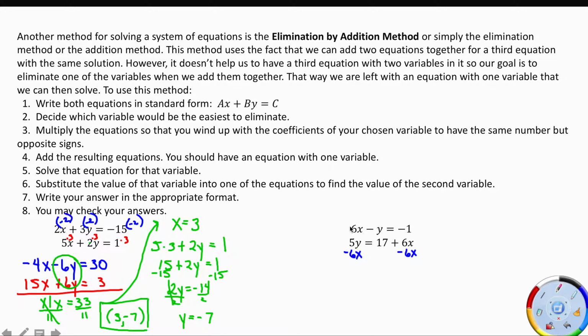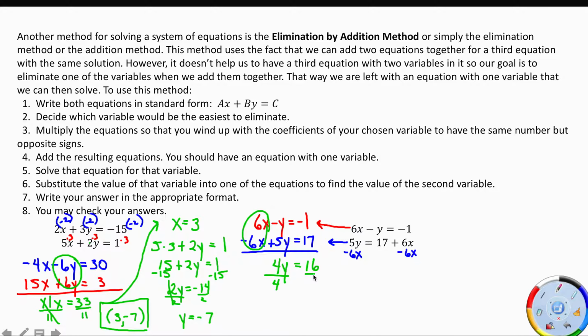All right, so this one I'm going to leave the same. I'm going to have 6x minus y equals -1. This one, if I subtract 6x, I'll have -6x plus 5y equals 17. And hey, look at this. I can go ahead and add them together as they are, and my x's are going to be eliminated. 6x minus 6x, 0. So 5y minus y, I wind up with 4y equals 16.